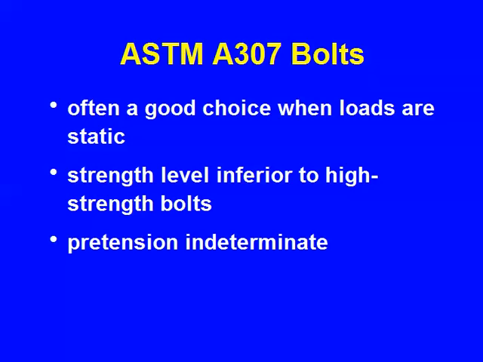These are a decent choice when the loads are static. They're cheaper than the other fasteners. The strength level is inferior to what we'll be seeing in a minute. The 60 KSI, though, is consistent with a lot of grades, strength of a lot of grades of structural steel. If we need pretension, and we're going to have to talk quite a lot about that, the pretension here, there might be some, but it's indeterminate. We just don't know what it would be, and so we don't count on A307 bolts for pretension.